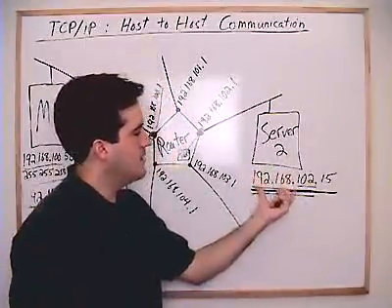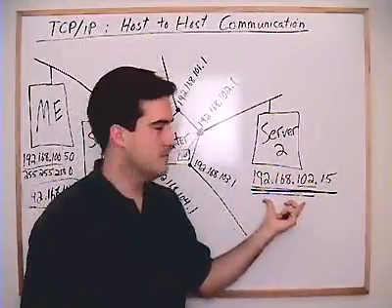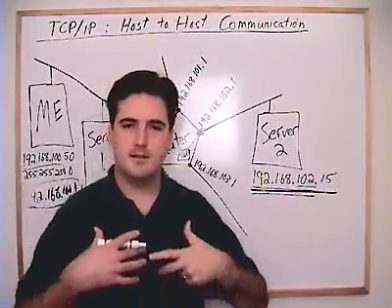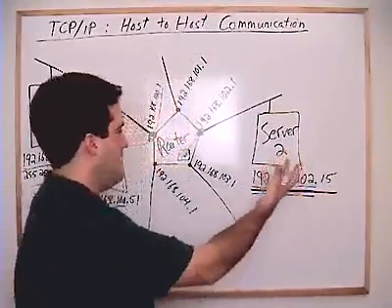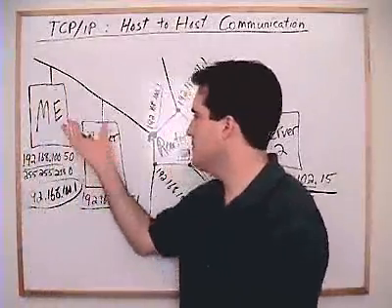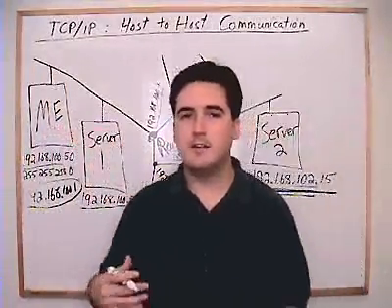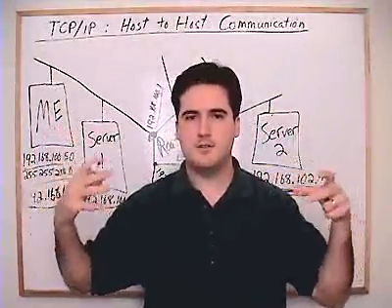Okay, he responds because he is .102.15, says this is my MAC address, and that MAC address gets sent back to me. Now I can communicate MAC address to MAC address.